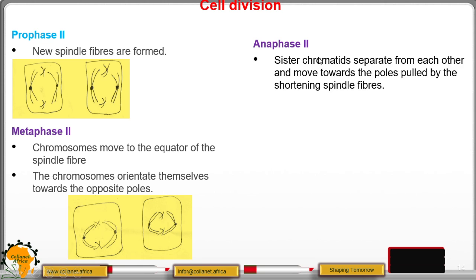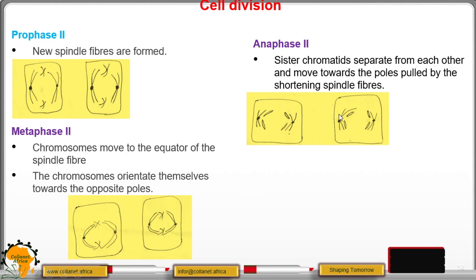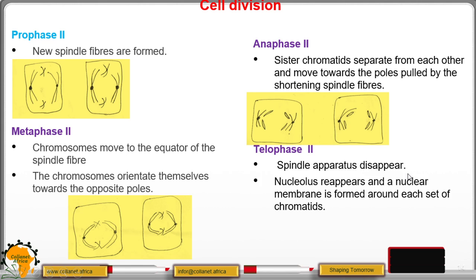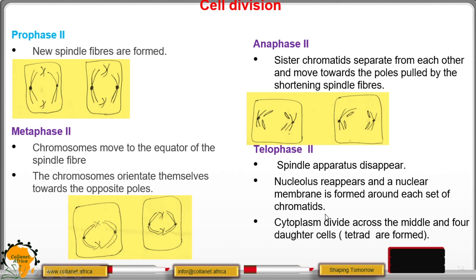Then during anaphase 2, sister chromatids separate from each other and move towards the poles, pulled by shortening spindle fibers. And finally, we go to telophase. Then spindle fibers disappear and the nucleolus reappears, and a nuclear membrane is formed around each set of chromosomes. Then what follows is division of the cytoplasm across the middle and the 4 daughter cells.